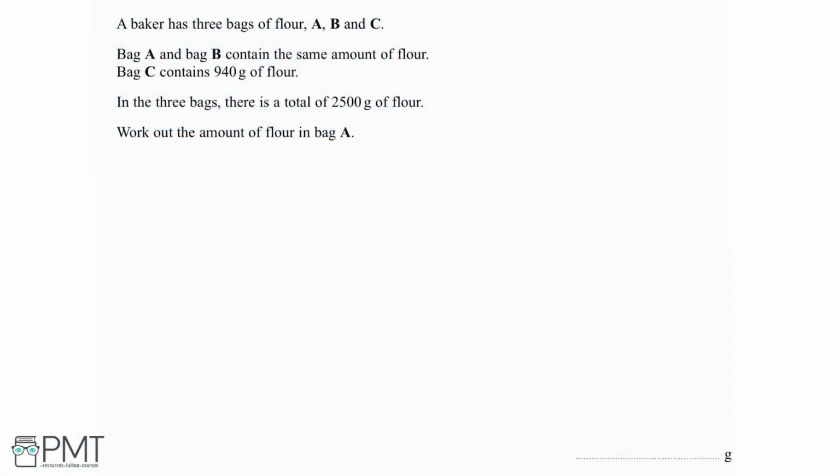A baker has 3 bags of flour. Bag A and B contain the same amount of flour, and bag C contains 940 grams of flour. And in the 3 bags, there's a total of 2,500 grams of flour. And we need to work out the amount of flour in bag A.